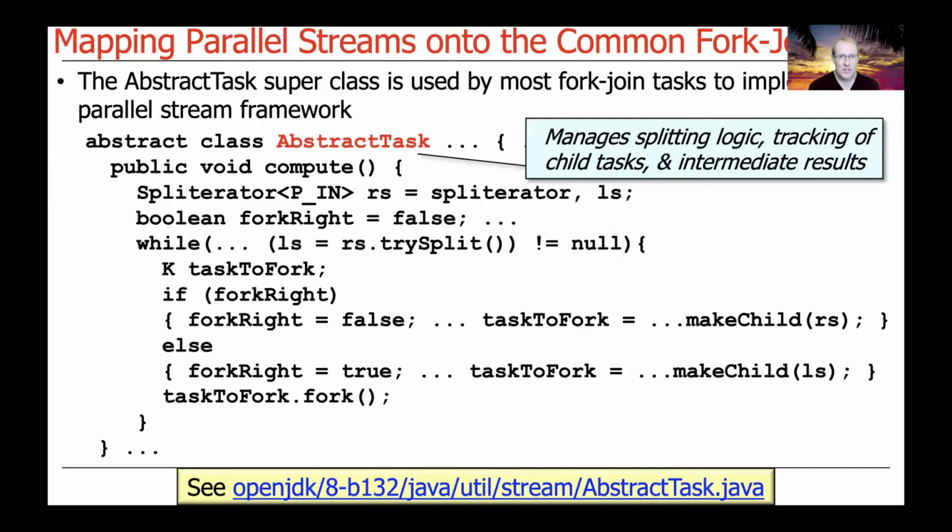If you were to take a look at the source code for Java streams, you would find there's a file called AbstractTask.java, and in it, it has a class called AbstractTask. And this is a superclass that most fork join tasks use to implement the parallel streams framework. And so you can see here that an abstract task is used to manage the splitting logic, the tracking of child tasks, and also the handling of any intermediate results as the stream is running.